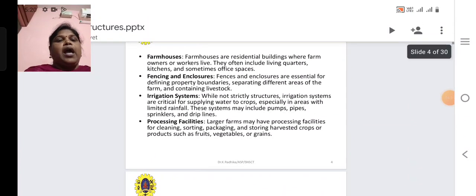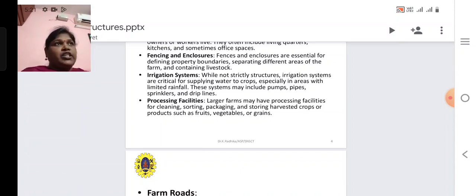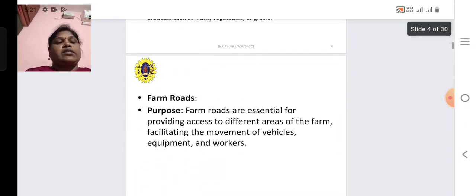Processing facilities. Large farms may have processing facilities for cleaning, sorting, packaging, and storing harvested crops and products such as fruits. Some of the processing areas are constructed for the purpose of harvesting the product, threshing, storing, packaging, all the activities done in the processing.